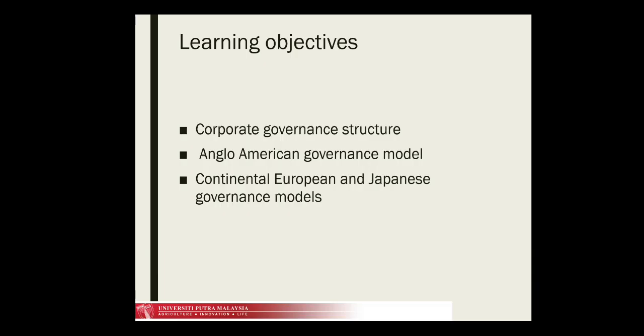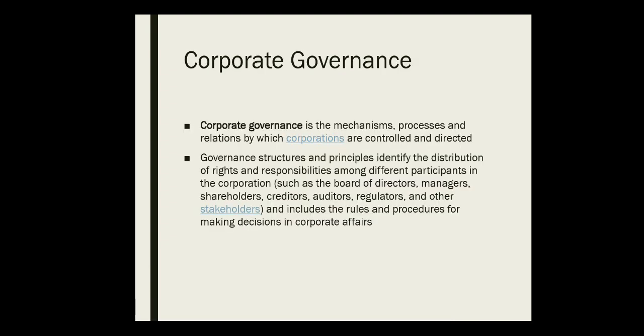Okay, so in this topic, you will learn about governance, corporate governance structure, the Anglo-American governance model, and the Continental European and Japanese governance models. There are 3 things that you will learn in this topic. This is like the revision, just to refresh your memory about corporate governance. Corporate governance is the mechanism, processes, and relations by which corporations are controlled and directed. You have seen the definition of corporate governance in the previous lecture video. This is like the addition to that definition.